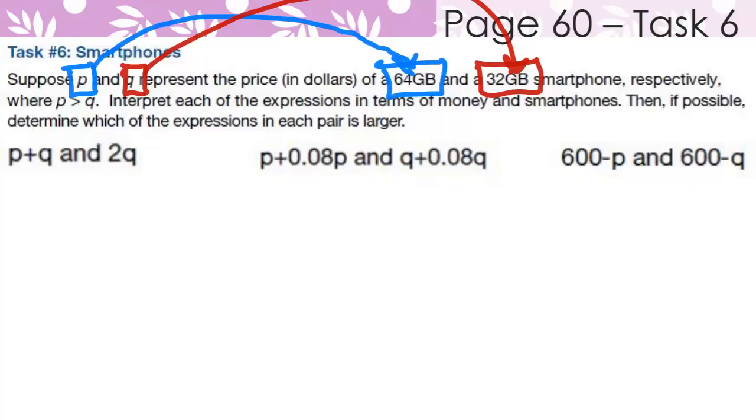Come on now, take a look at your books. You can do this. What does P plus Q mean in terms of this problem? And what does 2Q mean in this problem? And then which one would be bigger?